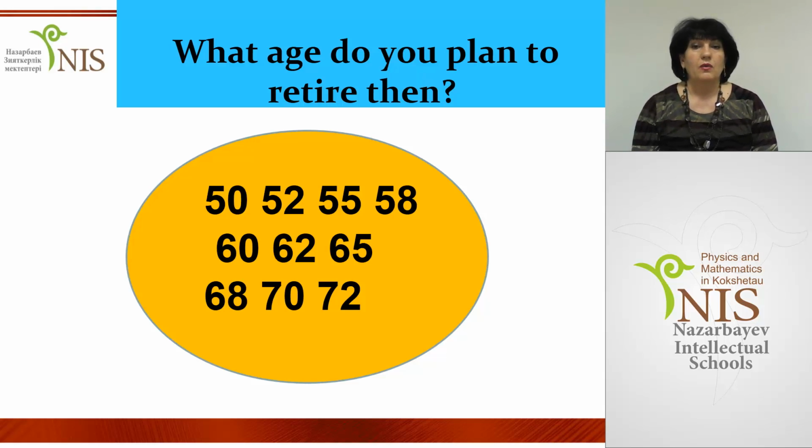And now, at what age do you plan to retire? There are different numbers for your retirement. 50, 52, 55, 58, 60, 62, 65, 68, 70 or 72. Try to choose one of the numbers for your retirement.